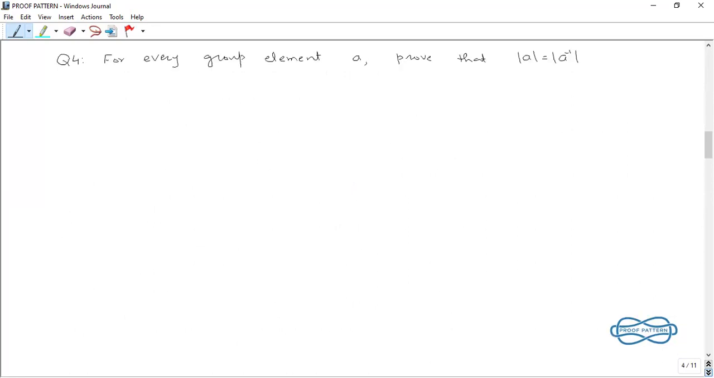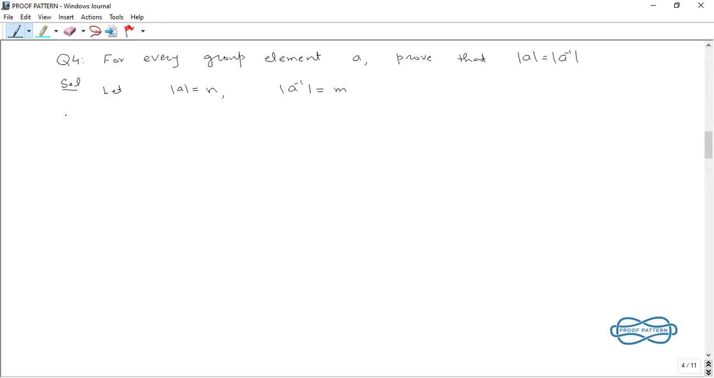Okay, we move to question number 4. For every group element A, we have to show that the order of A is equal to the order of the inverse of A. This means an element and its inverse have the same order. Okay, we consider that the order of A is n and the order of A inverse is m.